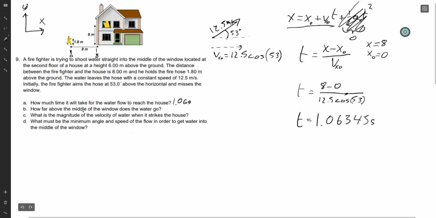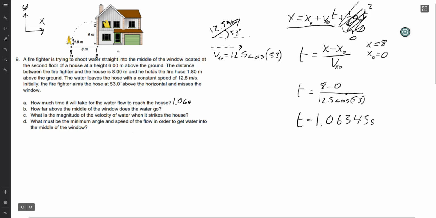So how far above the middle of the window does the water go? So now the question is how far above? The water is going to come from the firefighter and it's going to go up, but it's not going to land at 6 meters here. It's actually going to land above the 6 meters. So the water the firefighter is spraying is actually going to go too high.